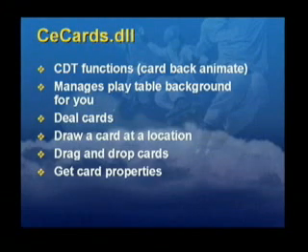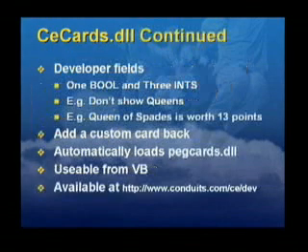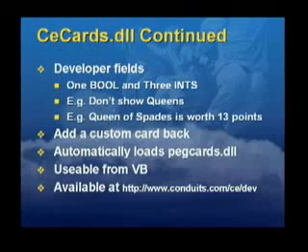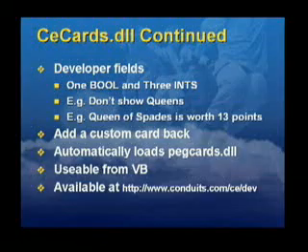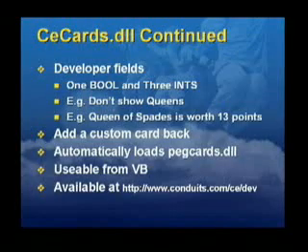It'll deal cards. It'll draw a card at a specific location. It'll drag and drop a card. It'll drag and drop a pile of cards. And it will let you get all the information out of the card that you desire. So it's red, it's hearts, it's a queen. It's got one bool and 3 ints. You might want to not show queens or make the queen of spades worth 13 points. You can add a custom hard card back, and it's even usable from VB.